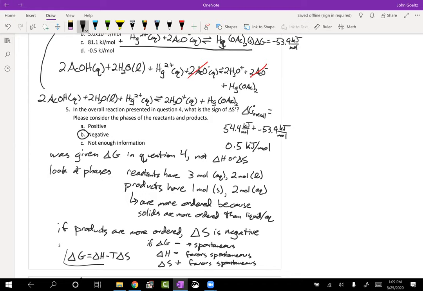Delta G being negative is spontaneous. Delta H being negative favors spontaneity, but it doesn't mean the reaction is spontaneous. And delta S being positive favors delta G being negative because of this negative sign here. And another question of clarification: does gas have the highest entropy?